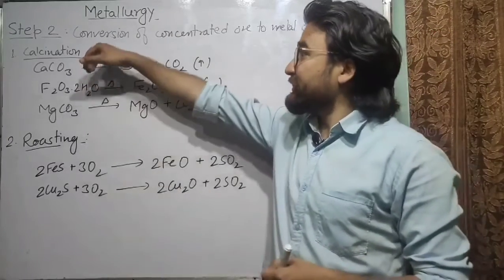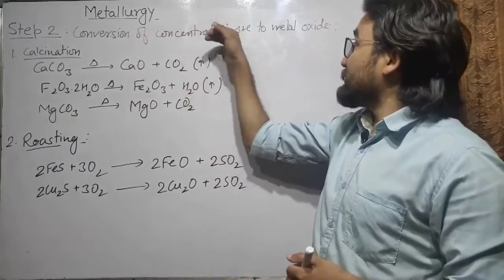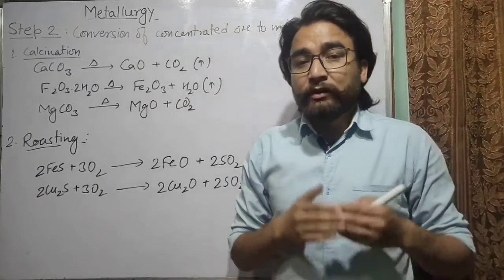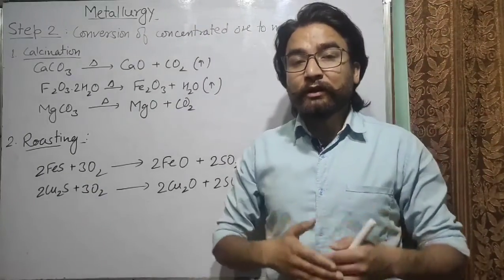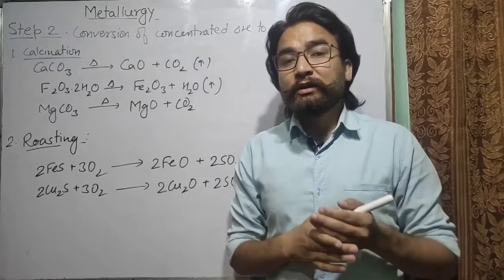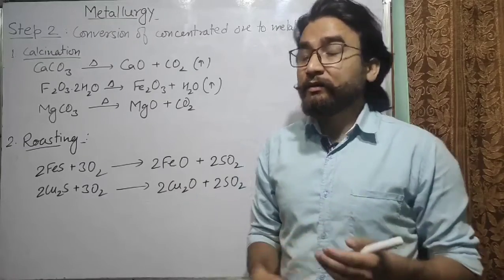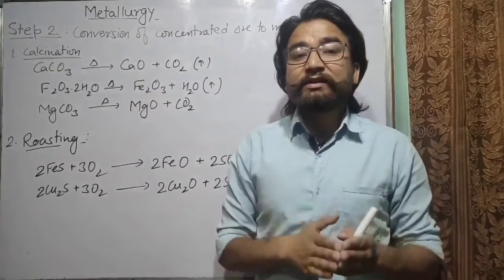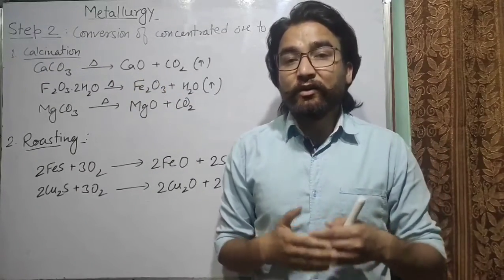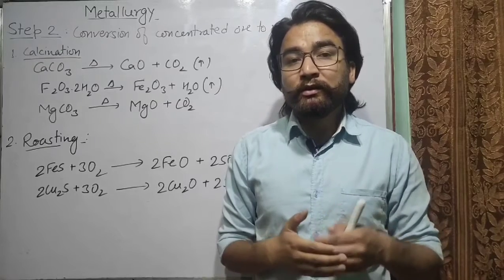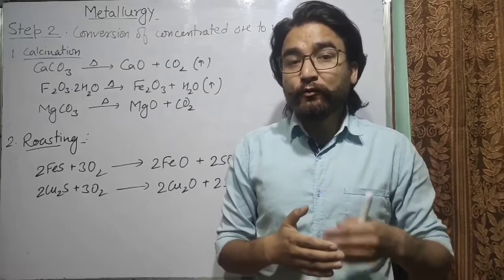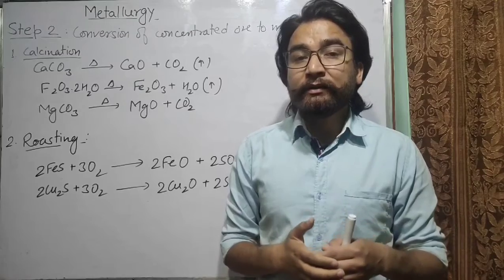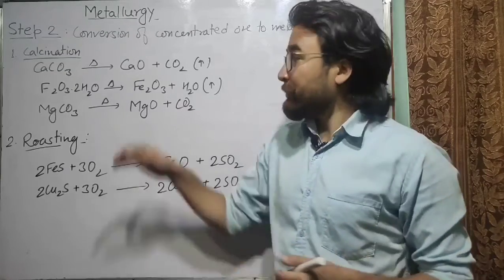Come to the second step, that is conversion of concentrated ore to metal oxide. Methods of converting the concentrated ore into metal oxide: the first method that can be used is calcination. Calcination is the process of heating the concentrated ore in the absence of air or in a very limited supply of air to get the metal oxide.